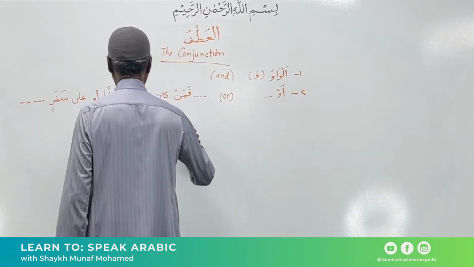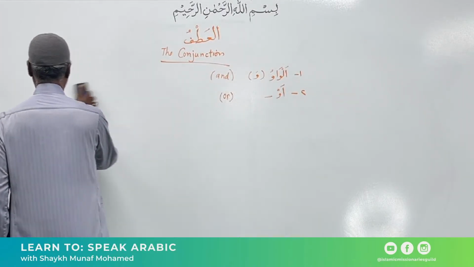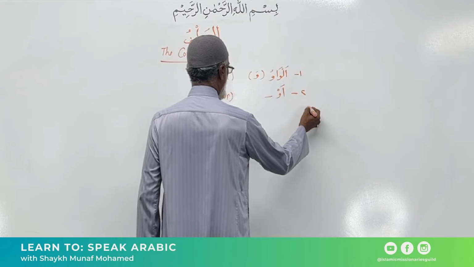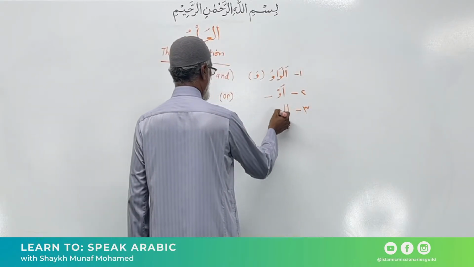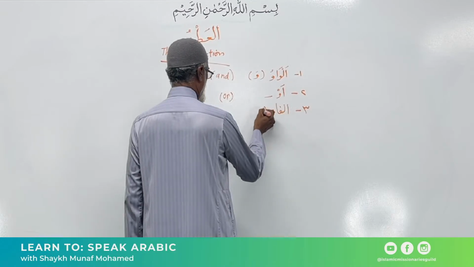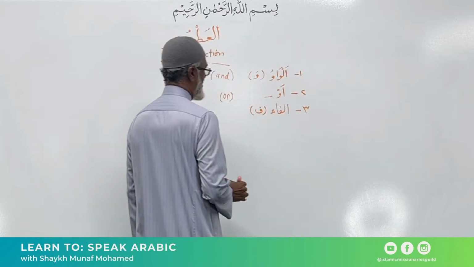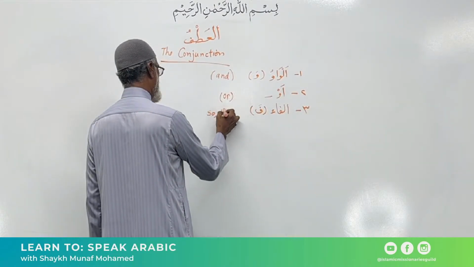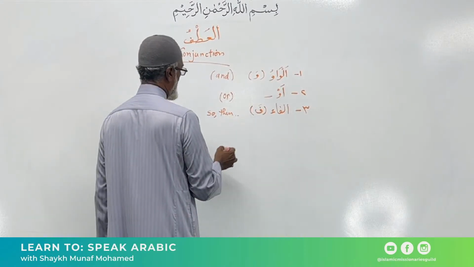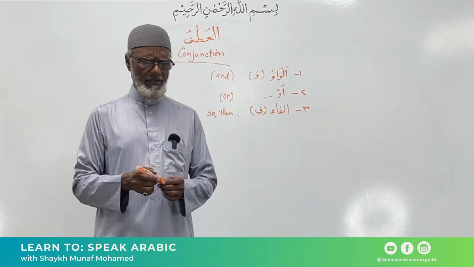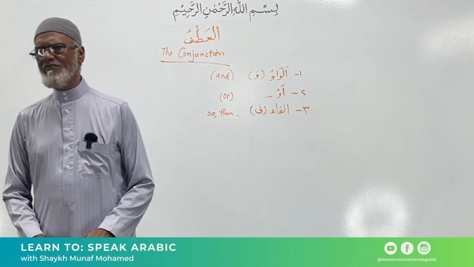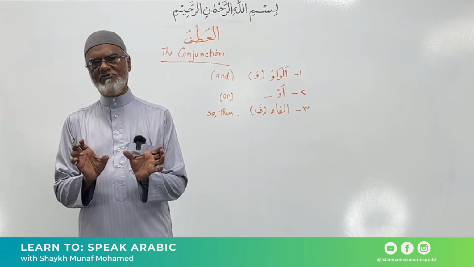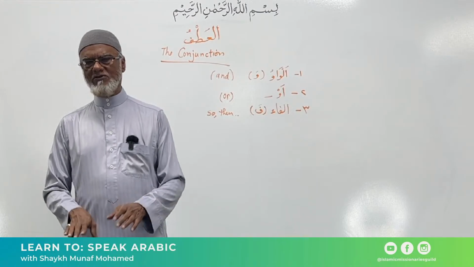And after aw, we have the letter fa. So number 3 is fa, which is the letter fa, with a fatha. It means so or then. It could also mean as for, depending on the context in which it is used. But fa gives you a kind of chronological order with a short span of time.